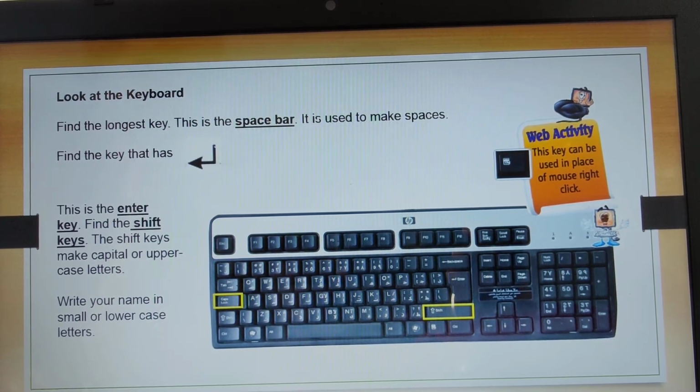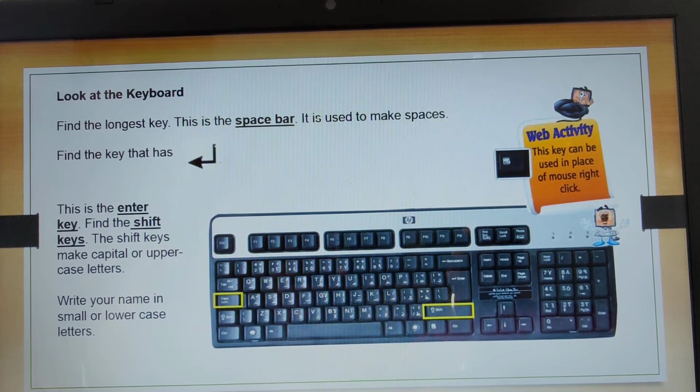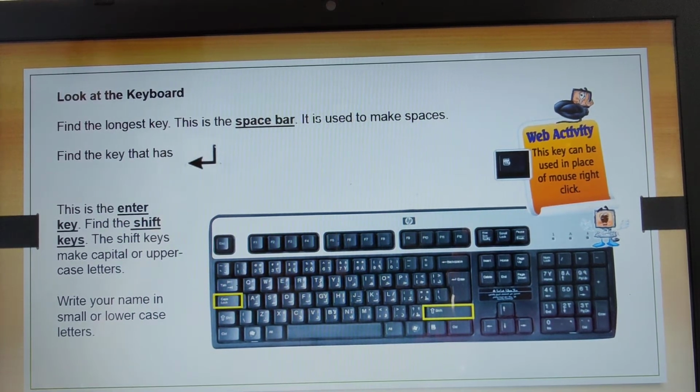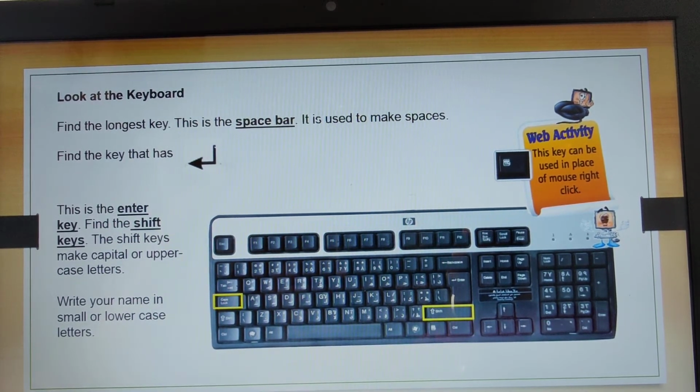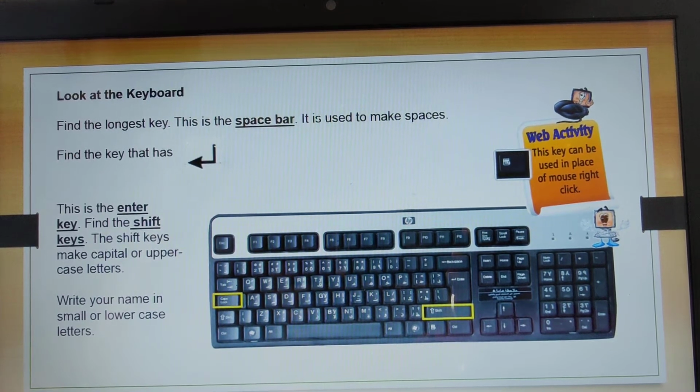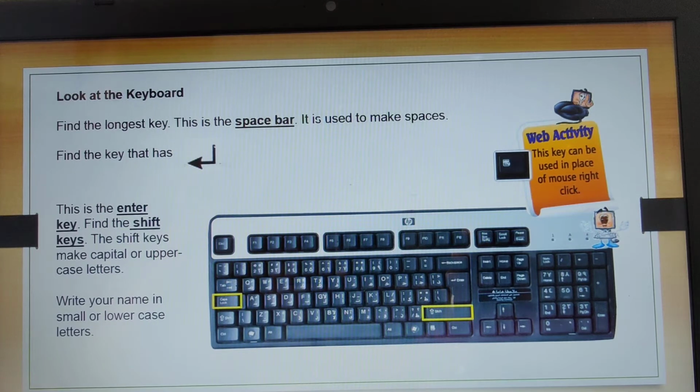There is one shift key which is highlighted in yellow. The key on top of the shift key is the enter key. Little bigger than the shift key is the enter key. Find the shift keys. Okay, so what is the book asking you? The book is asking you to find the shift key, the enter key, the space bar, right? Now all these things are in your keyboard if you see it very, very carefully.